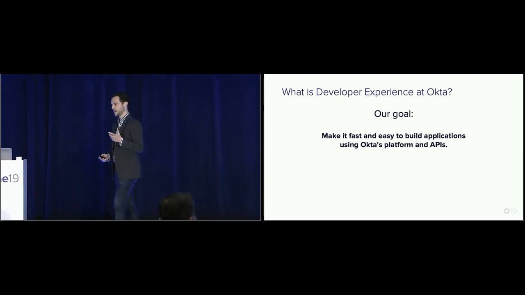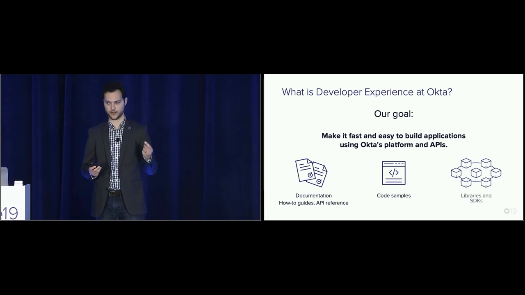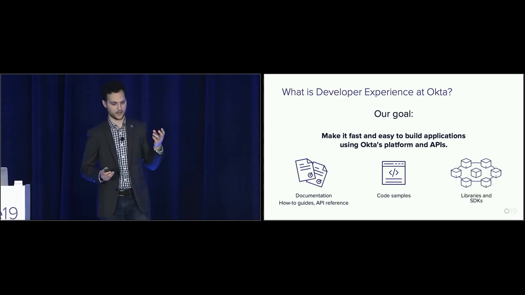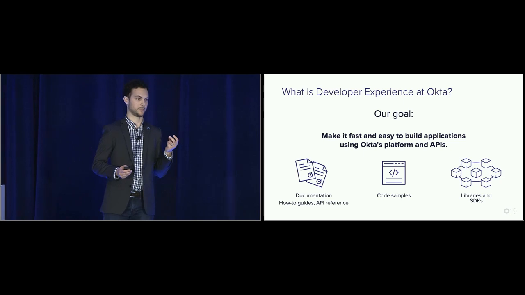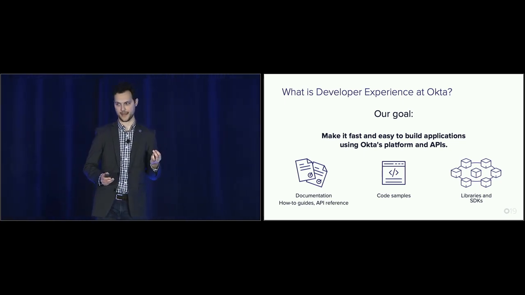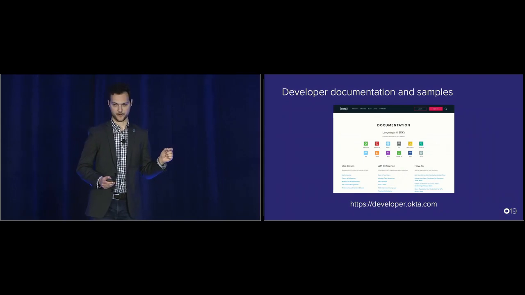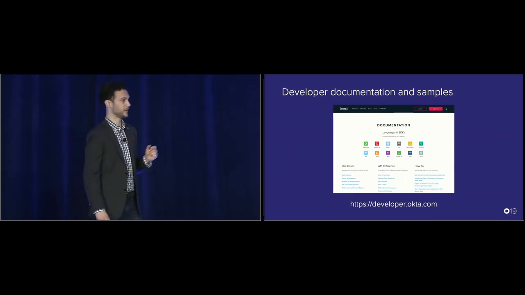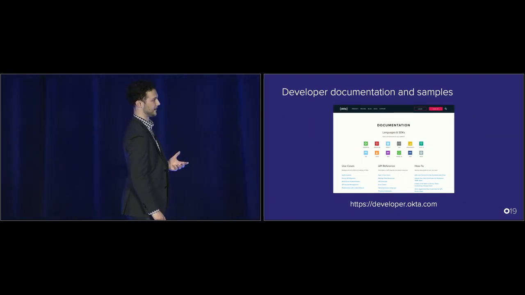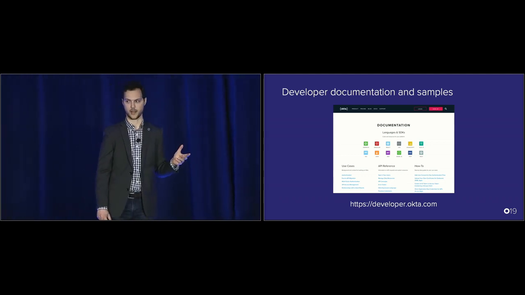So we do that a couple of different ways. We build documentation, tutorials, API guides, things like that. We write code samples and sample projects that you can download, and we also work on libraries and SDKs that Okta officially publishes and supports. I'm going to talk a little bit about the first two, but most of this talk will be about the third one. For documentation and samples, we have a ton of resources available on our developer site at developer.okta.com.